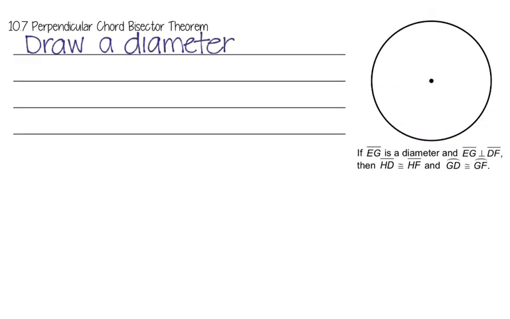All right, our next one, you have the second picture on your handout. I want you to draw a diameter, so that means a chord that goes through the center of the circle. Okay, so there's my diameter, and I labeled it EG, endpoints E and G.